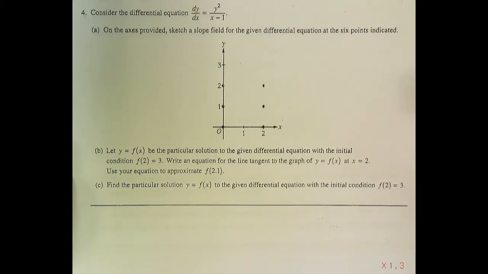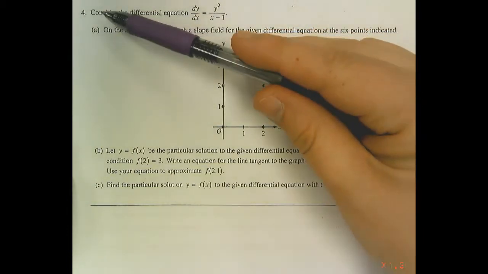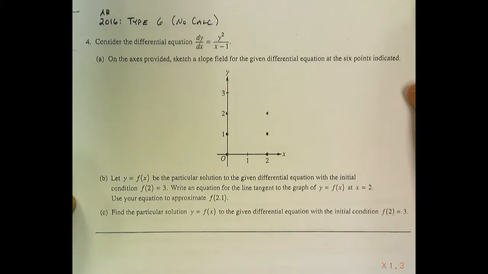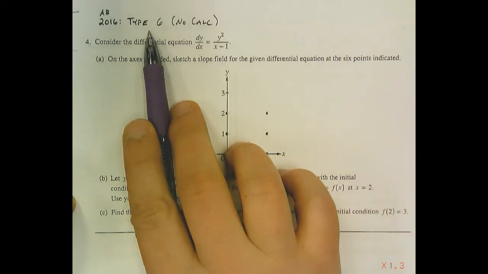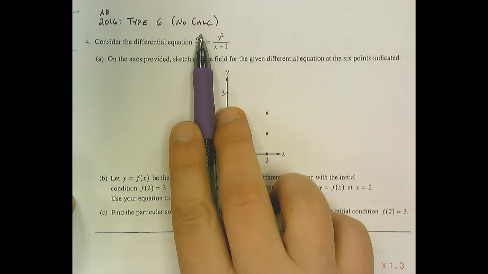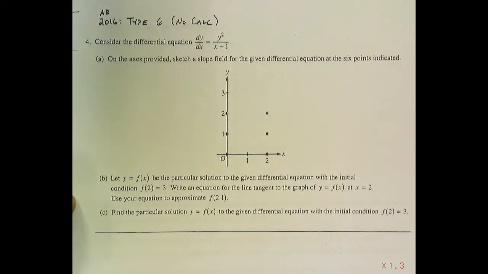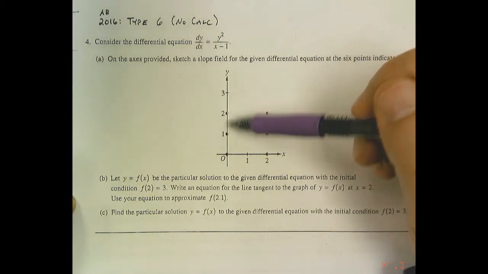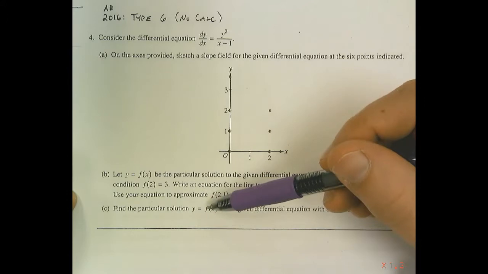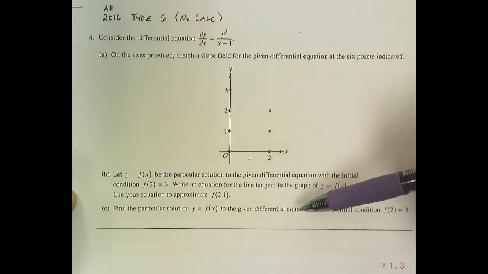Okay, today we will be focusing on question 4 from the 2016 exam. I've classified this question as a type 6 question because it has to do with slope fields and differential equations. This particular one is no calculator. And most of these problems are pretty much the same in the sense that we start off with doing a slope field and then we find particular solutions to differential equations. Sometimes they throw in a little bit extra to the problem, as we have in this case.